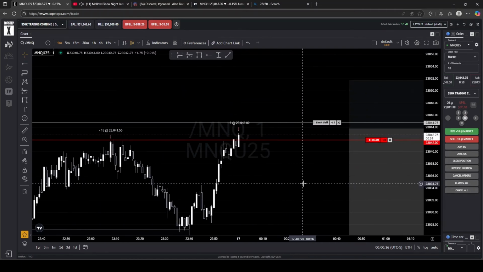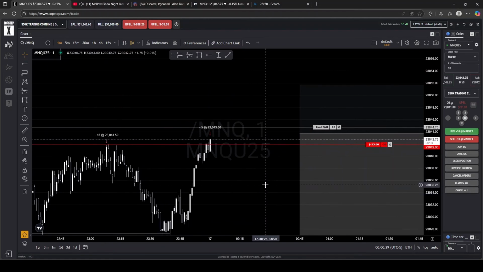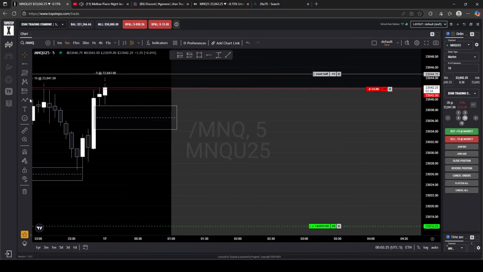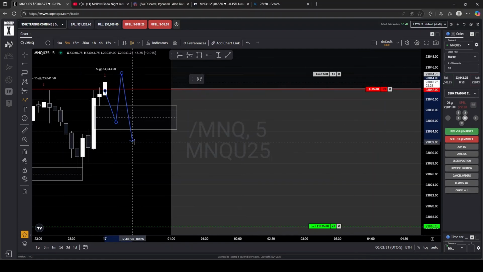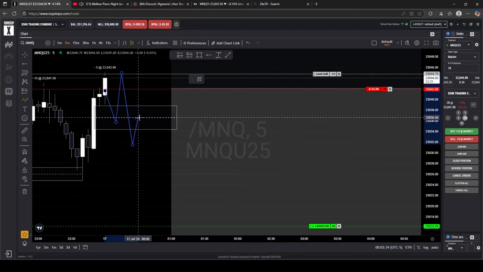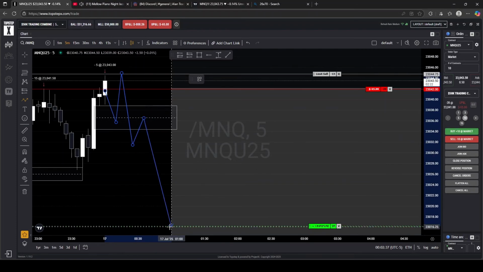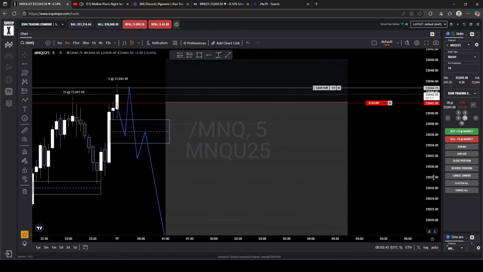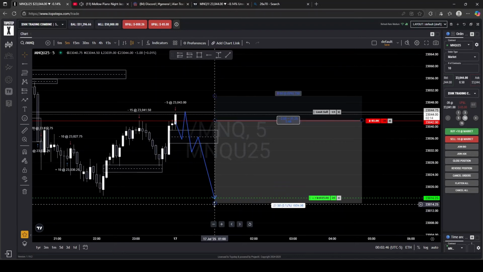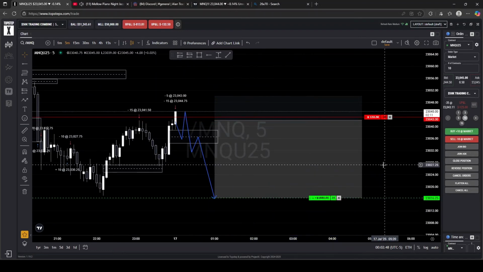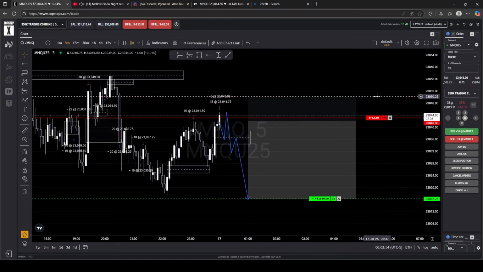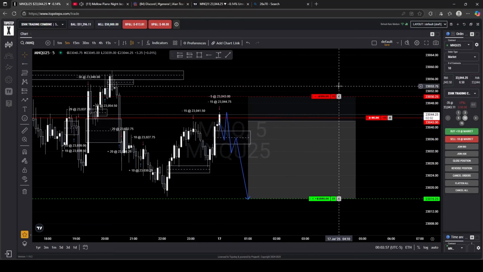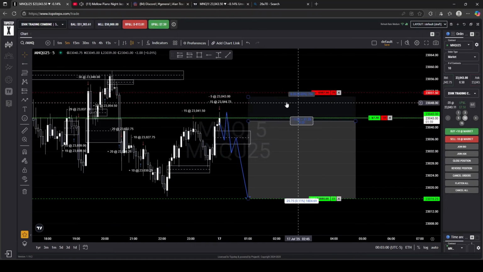Boom. Tapped into the 5 minute. Let's see it tap into the 15 minute. There we go. So boom, boom, boom. That's it. Tapped into the 15 minute. I am now setting my stop loss right here. Actually, my stop loss is right here.